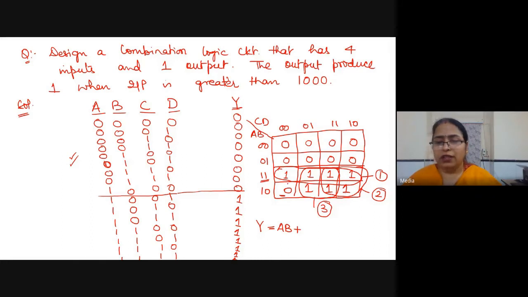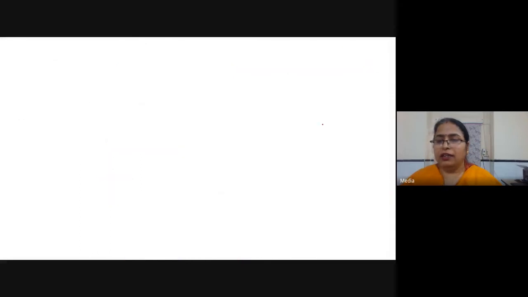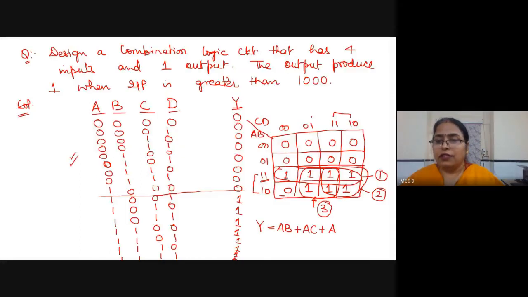From the second quad, A is varying from 1 to 1, so A is common. From CD, C is common because D is varying from 1 to 0, so AC. From the third quad, A is common and C is not common because it is varying from 0 to 1, but D is common, it is 1 and 1. So now the reduced Boolean expression is AB plus AC plus AD.